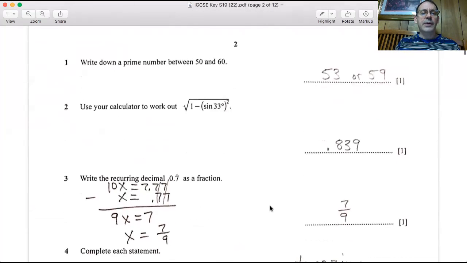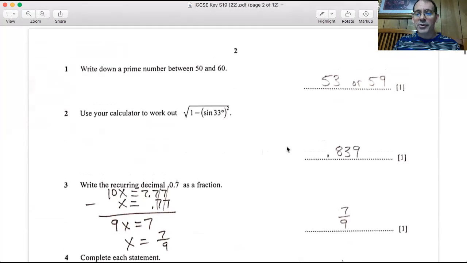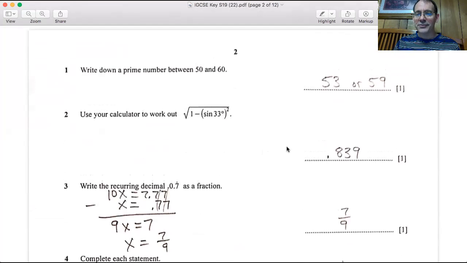Number one, write down a prime number between 50 and 60. Remember, a prime number is a number where only one and itself divide into it. Obviously, all the even numbers are divisible by 2, so it can't be an even number between 50 and 60. And so here we see 53 or 59, either one of those are prime numbers.